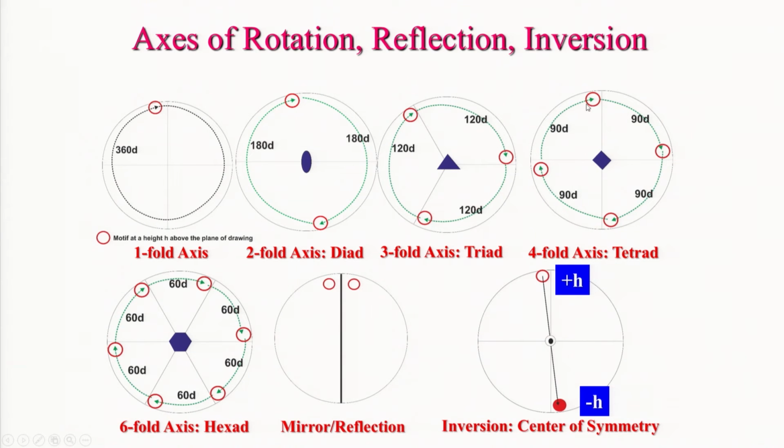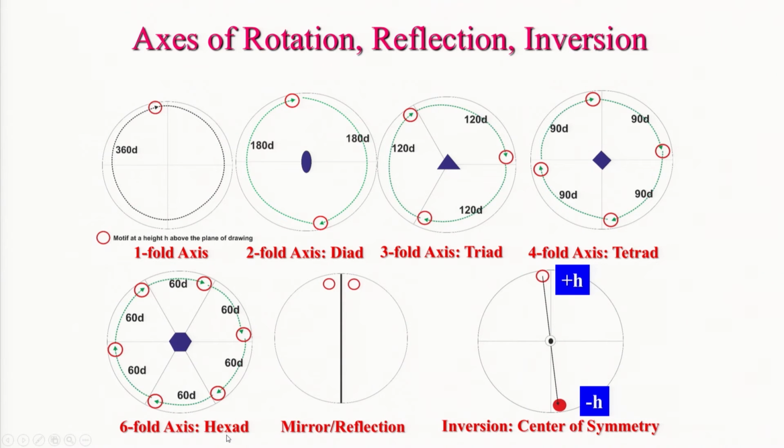So, the total motifs is now 4. Now, you have a 6-fold axial rotation, which is a vertical orientation here. What happens here is that this symbol shown is a hexagon. So, it is called a hexad.